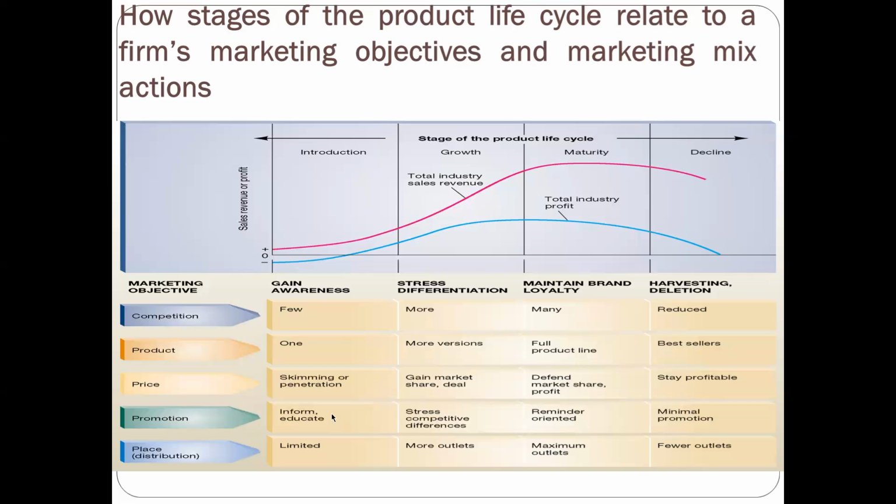Then the promotion. At first, we have to inform and educate the people about the product by promotion and advertisement, and there are lots of promotion strategies to inform the consumers about our product. Then stress competitive differences in the growth phase. And then reminder oriented. In this phase, our promotion will be reminder oriented, and ultimately the promotion will be minimized. There will be minimal promotion. And then the last one is place or distribution. At first, the distribution is limited, and then there will be more outlets and maximum outlets in the maturity phase, and ultimately there are fewer outlets.